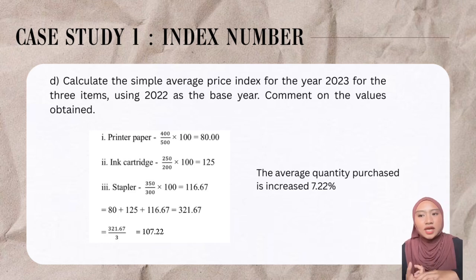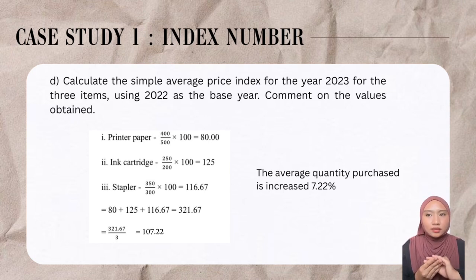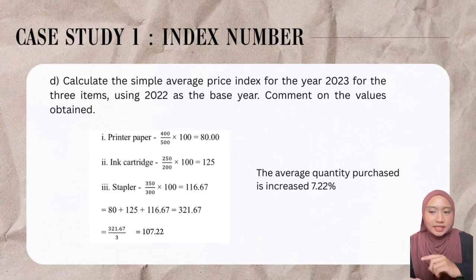And for the stapler is 350 divided by 300 multiplied by 100 equals 116.67%. And then I added 80 plus 125 plus 116.67 equals 321.67. So now divided by 3, 321.67 divided by 3 equals 107.22%. So this means that on average the quantity purchased increased by 7.22% in 2023. So on average people bought about 7% more items in 2023 than they did in 2022.